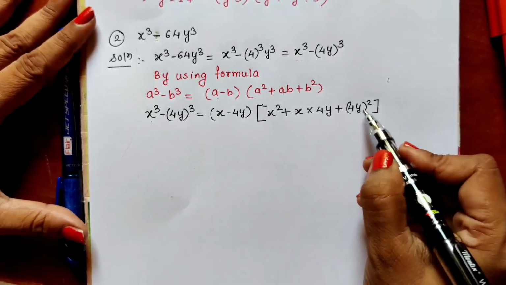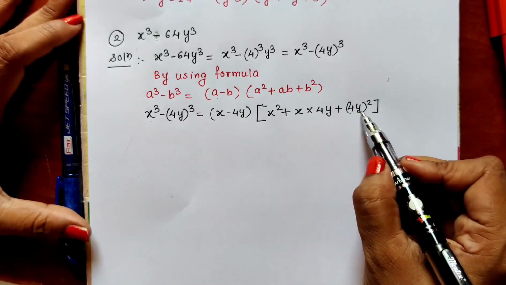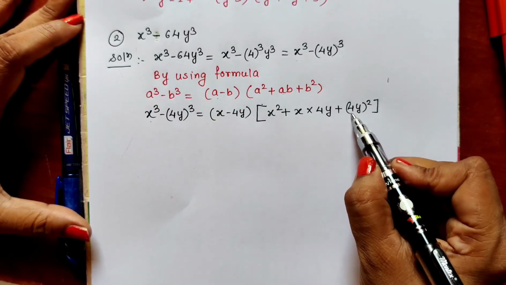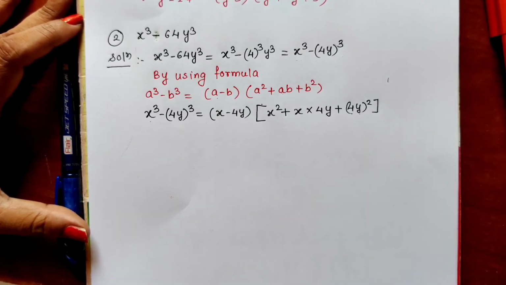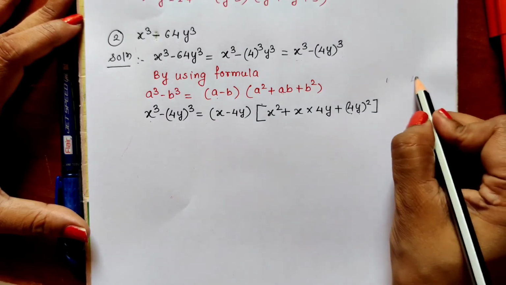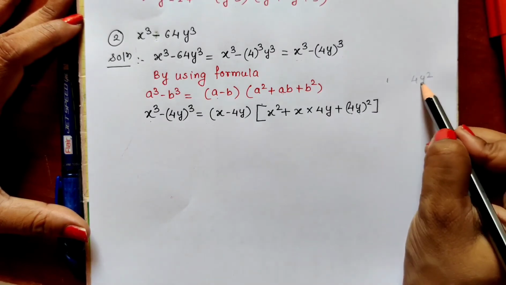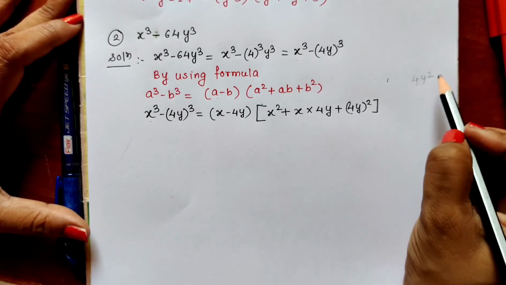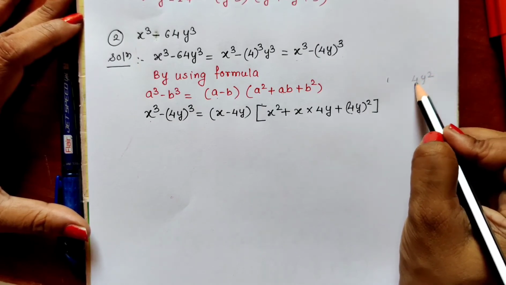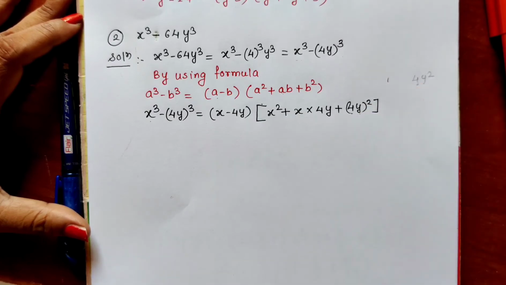Why do we put it inside the bracket? Because the variable as well as the coefficient is there: coefficient is 4 and variable is y. So we have to put it inside the bracket. If you write only 4y square, that means what? It is the square of y, but the square is not applied to the 4. So for writing the square to 4 also, we have to put it inside the bracket.